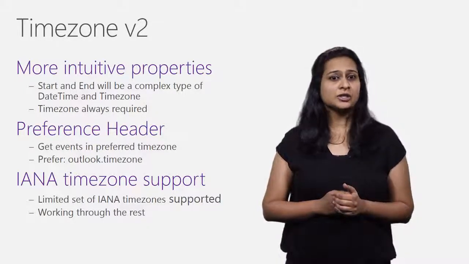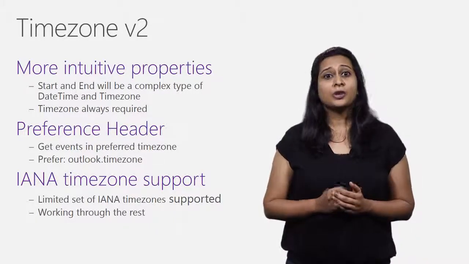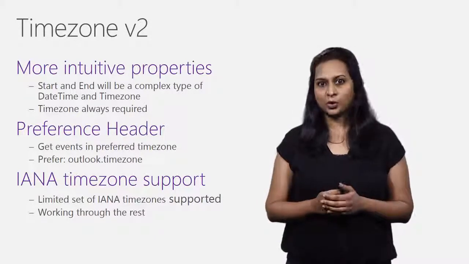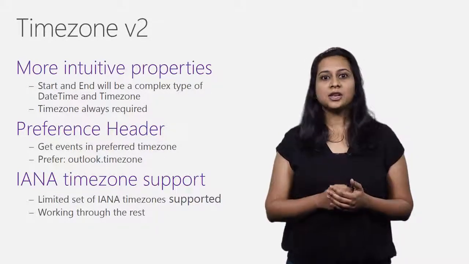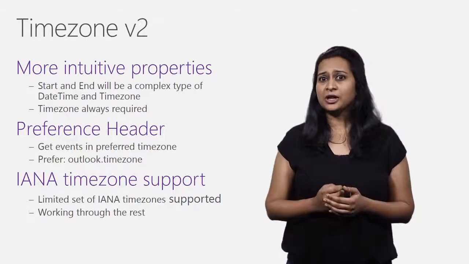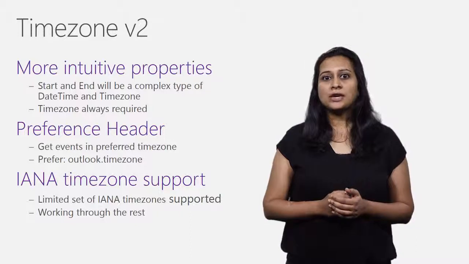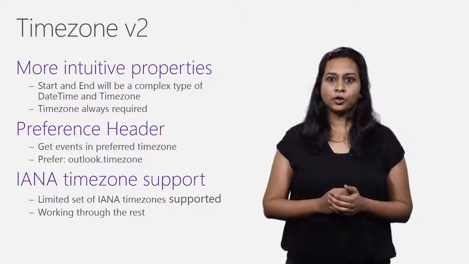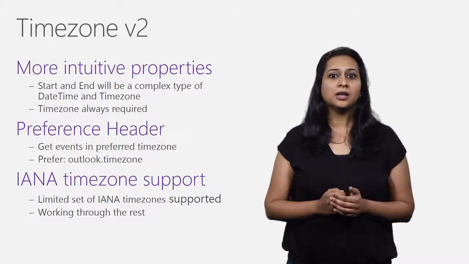We have also introduced support for apps to request events in the time zone of choice. So, if your app knows the user's time zone, specify it as a header in the GET request, and we will return the calendar start and end in the requested time zones. This is an optional header, and if it is not specified in GET calls, events will be returned in UTC time. At this time, only a subset of IANA time zones, otherwise known as Olsen time zones, are supported by the API. We are working to add support for the rest of them as well in the near future.